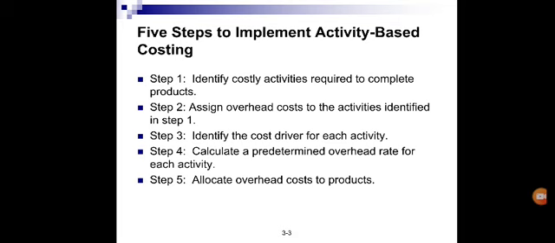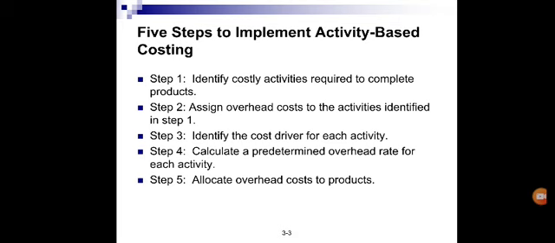Okay, so these are the steps that you have to do when you want to use the ABC costing system to calculate cost per unit for a product produced by a business. Okay, step 1, you have to identify activities required to complete a product. So remember, this calculation is focused on how to calculate the overhead cost for the product.